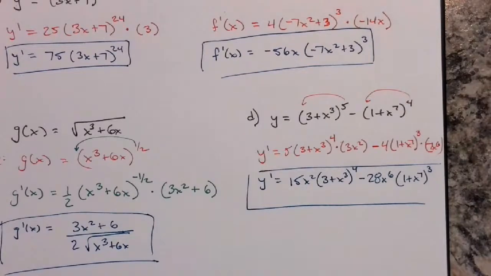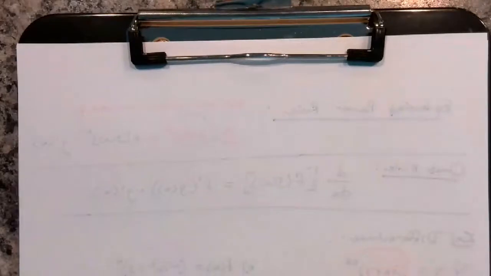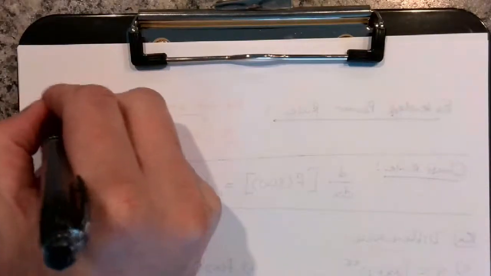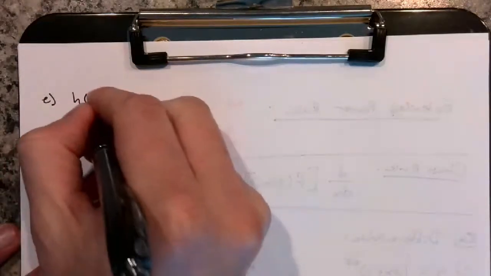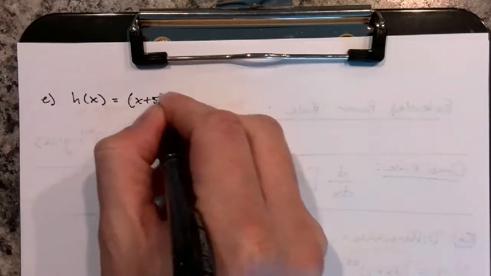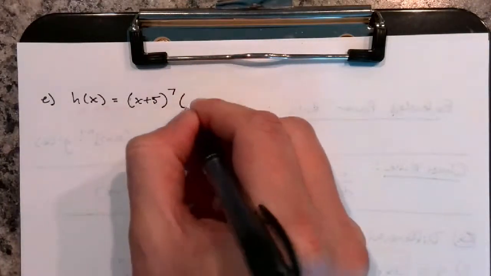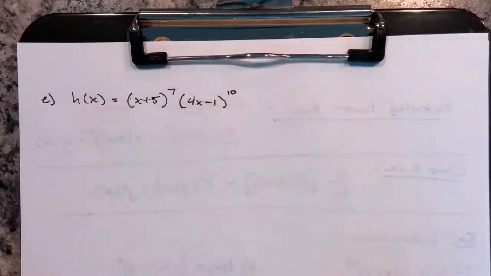Let's look at a few more, maybe a little more challenging. If I gave you this one here, so this will be letter E. Remember, differentiating means taking the derivative, and I gave you h of x equals x plus 5 to the 7th power times 4x minus 1 to the 10th power.